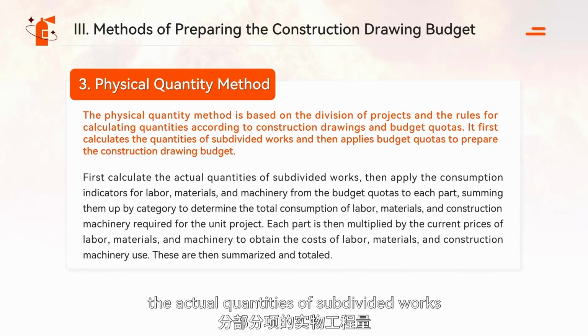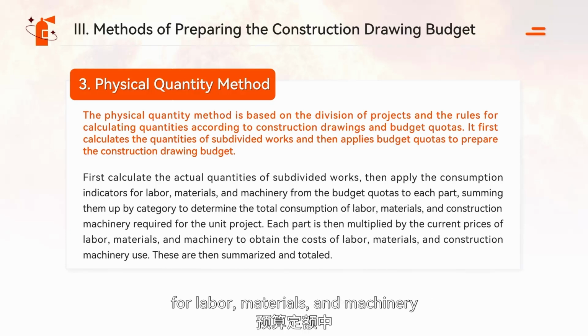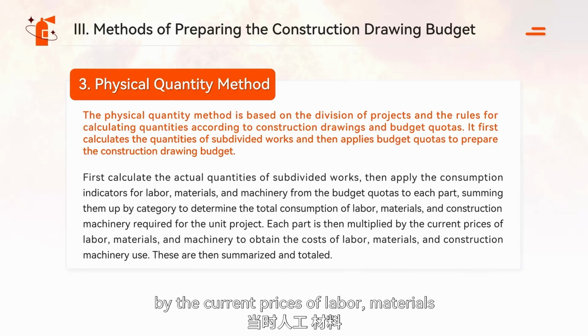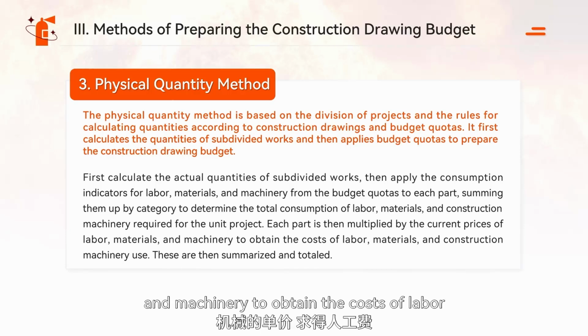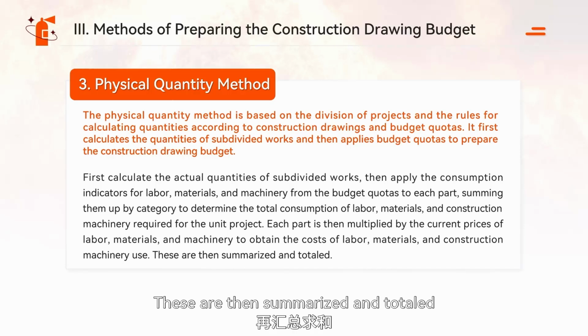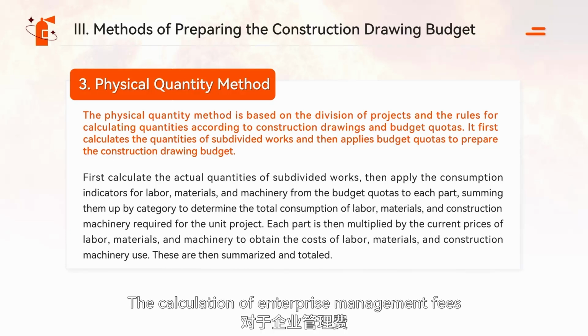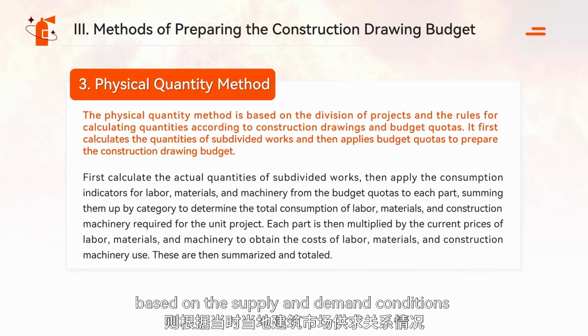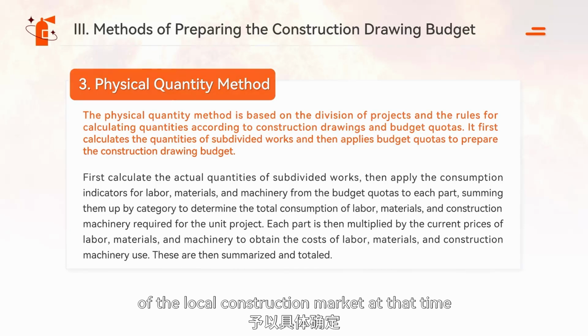quantities of subdivided works, then applying the consumption indicators for labor, materials, and machinery from the budget quotas to each part, summing them up by category to determine the total consumption of labor, materials, and construction machinery required for the unit project. Each part is then multiplied by the current prices of labor, materials, and machinery to obtain the costs of labor, materials, and construction machinery use. These are then summarized and totaled. The calculation of enterprise management fees, profits, and other costs is determined based on the supply and demand conditions of the local construction market at that time.